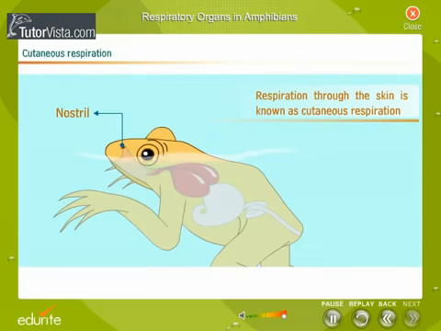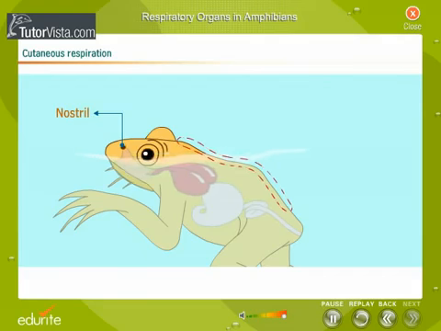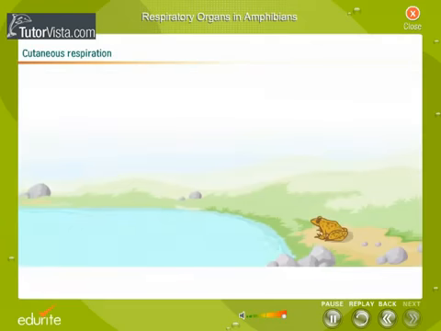Respiration through the skin is known as cutaneous respiration. The skin on amphibians is very thin and is richly supplied with blood capillaries. The water carries oxygen with it, which diffuses into the capillaries, and the carbon dioxide from the blood diffuses out. That's why most amphibians have to live in moist places, where there's water nearby.